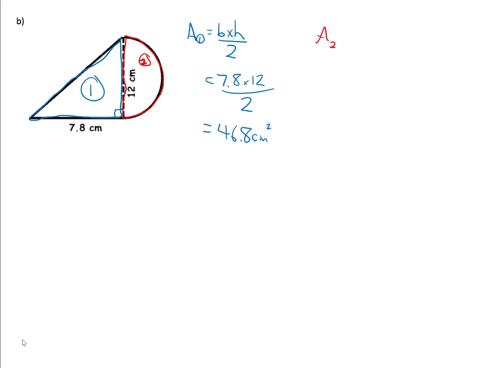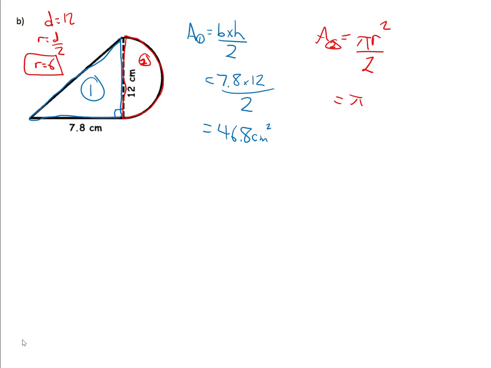So A2 is what I'll call it. And what's the formula for area of a circle? Well, if you recall, it's pi r squared. Now, we're not given r, so we'll have to say d is equal to 12, r is equal to d over 2, r is really just equal to 6. Okay, so there's our r value. So now we can plug that in. However, this is half of a circle. So what we're going to do is, instead of the whole area, we're going to divide it by 2.